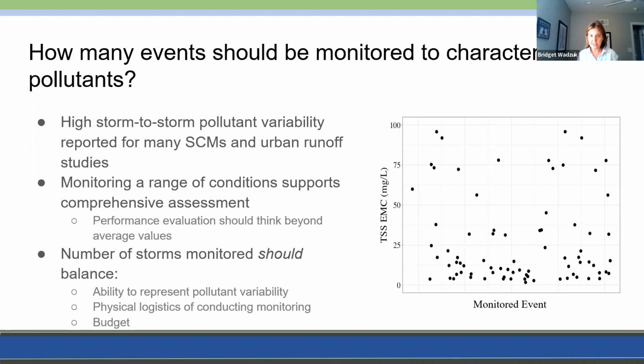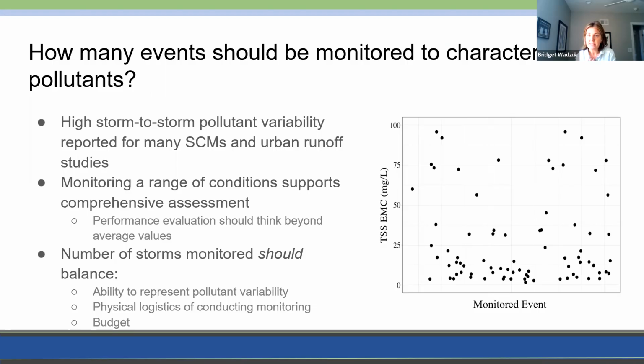Then of course there's budgetary constraints as well. And then there could be some other constraints, just in terms of access to labs and things like that, that could factor in. And so how do we balance all of those different constraints with really trying to represent the pollutant variability that we're looking to get out of a monitoring program?